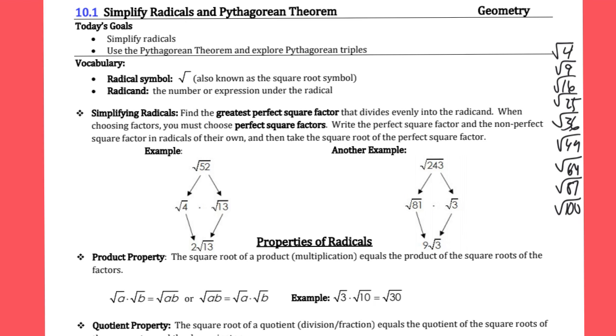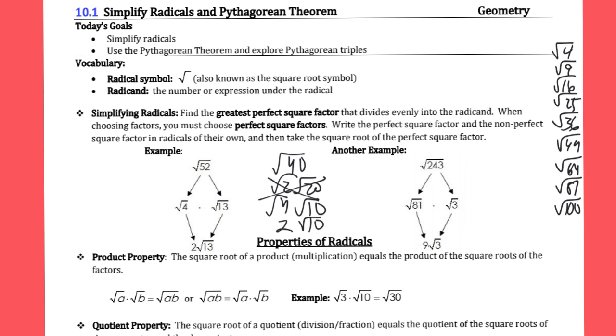You wouldn't want to just say what the factors were, because like the square root of, say, 40, you could write 2 times 20, but you don't know the square root of 2 or 20. So you want to pick something you know the square root of. You would go the square root of 4 and the square root of 10. The square root of 4 is 2, the square root of 10 I don't know, nor is there a perfect square factor that goes into it.